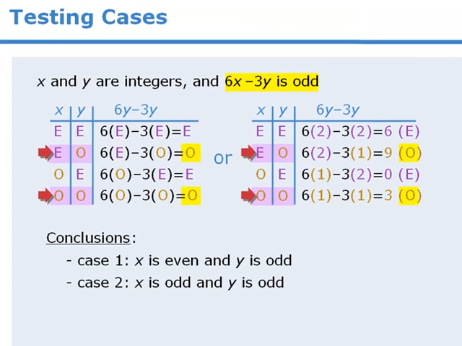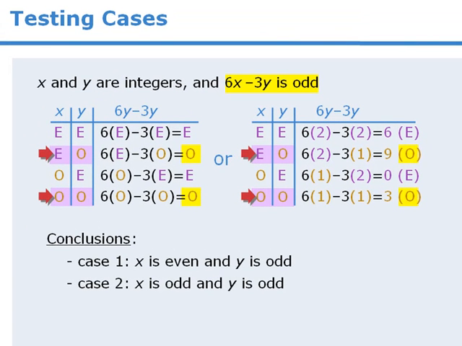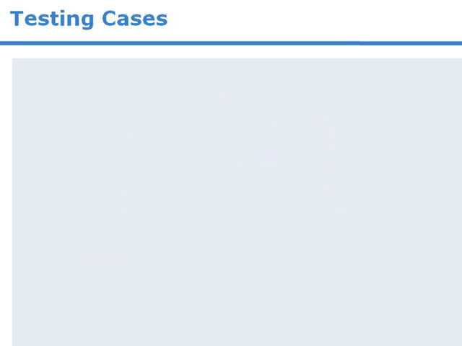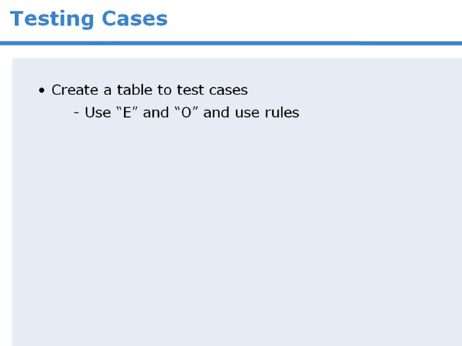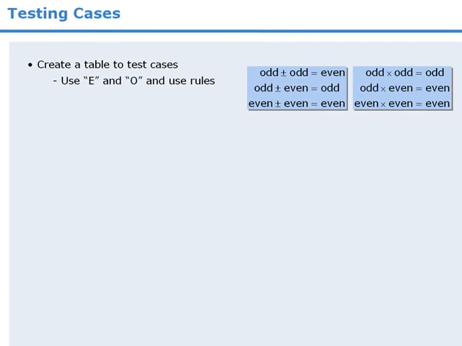Okay, so as you can see, we now have a systematic technique for drawing conclusions about expressions involving even and odd numbers. So when you encounter a question involving even and odd numbers, consider creating a table to test the various cases. If you use a table, you can use E's and O's to represent even and odd numbers, and then apply the following rules. Or you can plug even and odd numbers into the expression and then evaluate. Finally, once you've tested each case, you can draw conclusions based on the various outcomes.